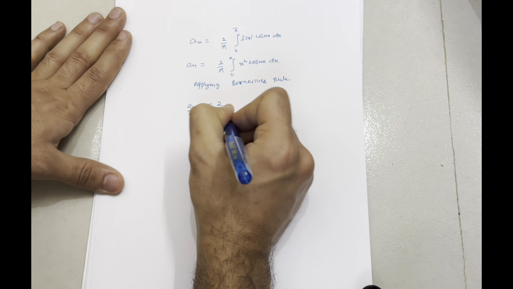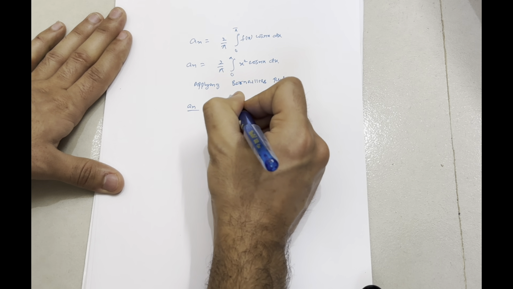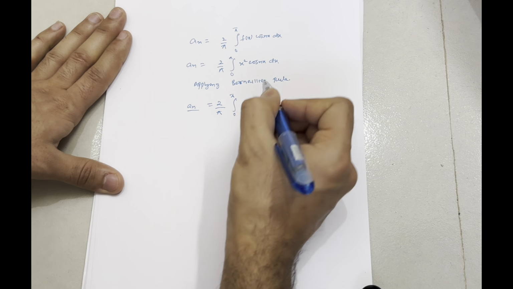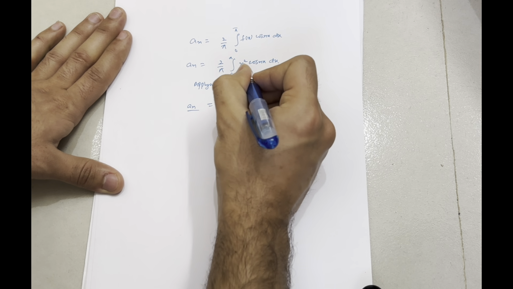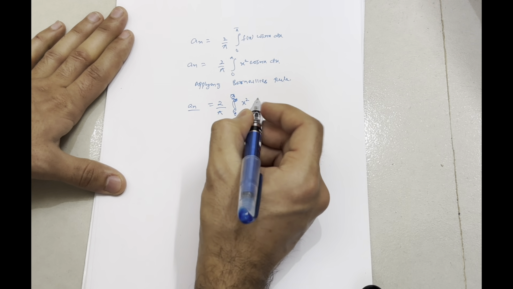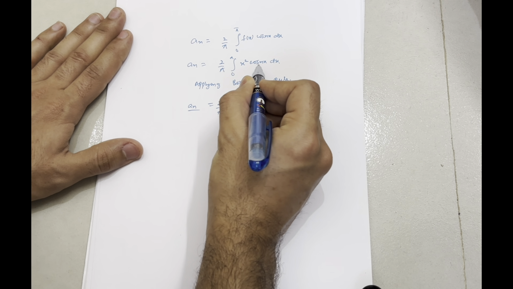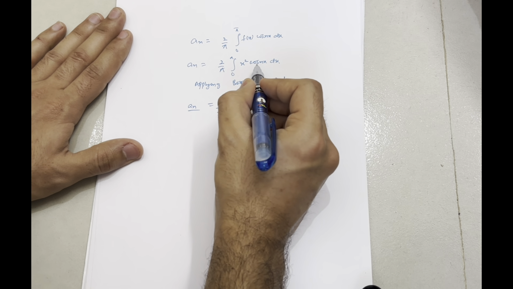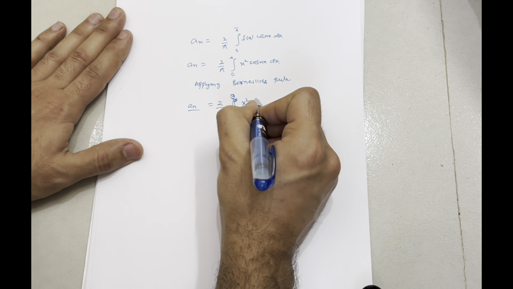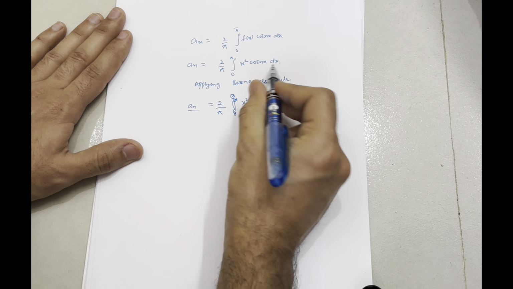An is equal to 2 divided by pi, integration of this from 0 to pi, x square as it is. What does this Bernoulli rule of integration say? So x square as it is, and integration of cos of nx. What is the integration of cos of nx? It is nothing but sine of nx by n.